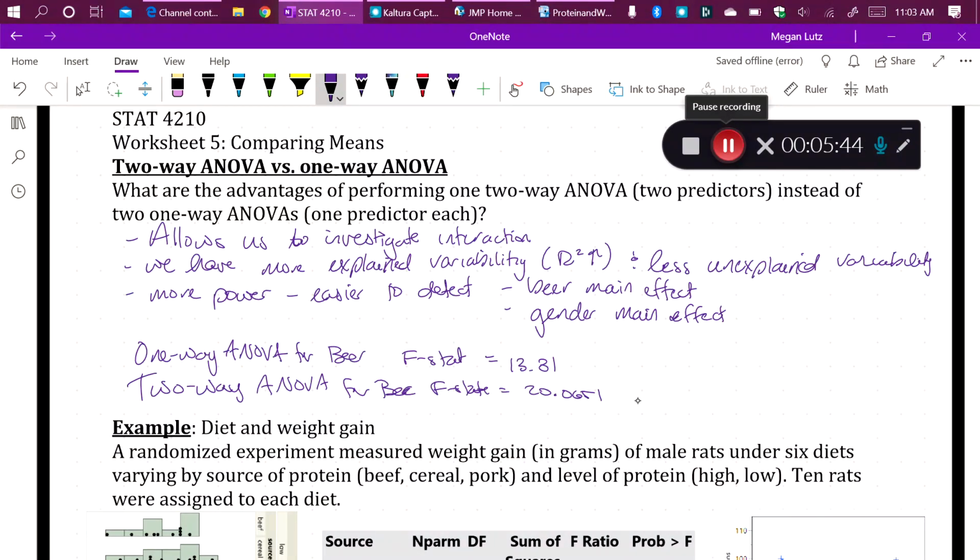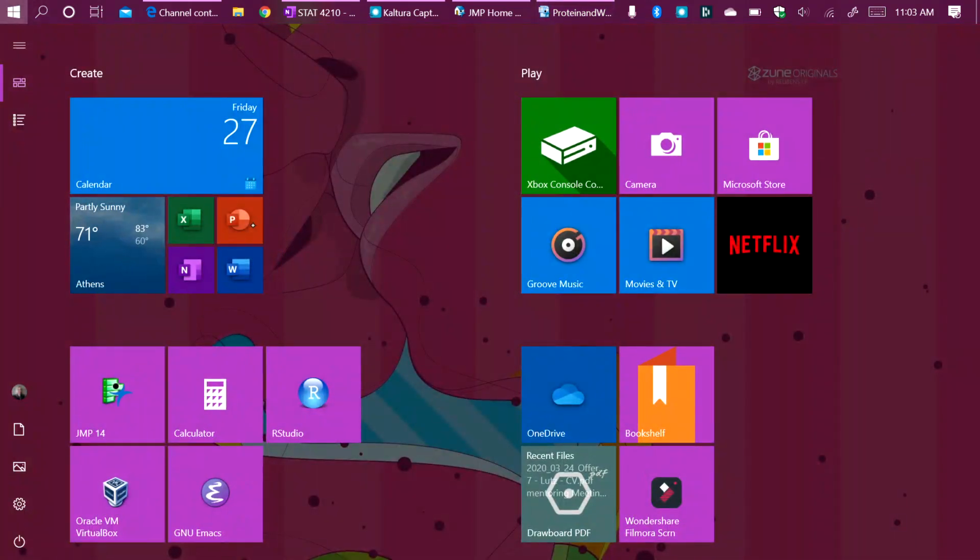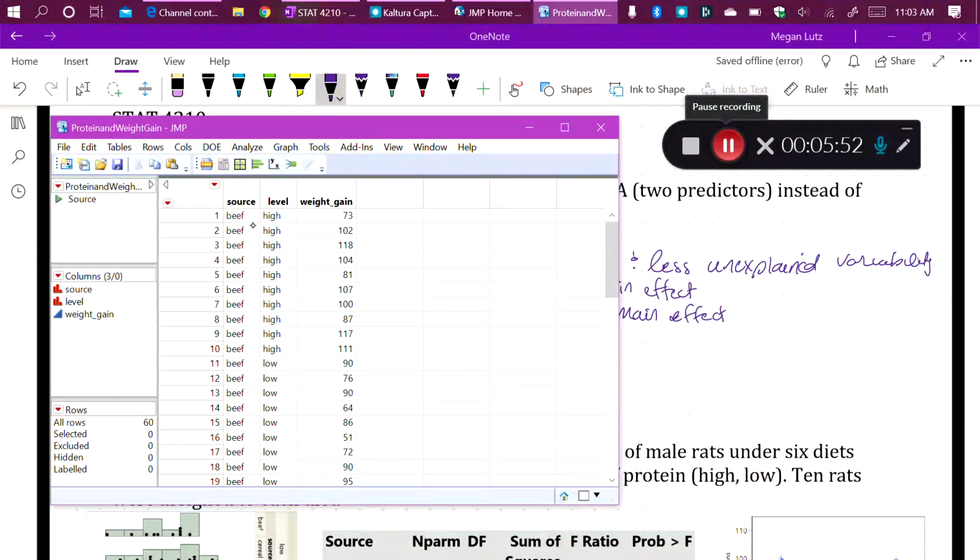So let's look and see with these protein data. These protein and weight gain data are on ELC, so this is what it looks like in JMP. The data are a randomized experiment measuring weight gain in grams of male rats under 6 diets. We've got the source of the protein, which could be beef, cereal, or pork, and the level of protein, whether that was a high or low amount of protein in each of those 3 sources.